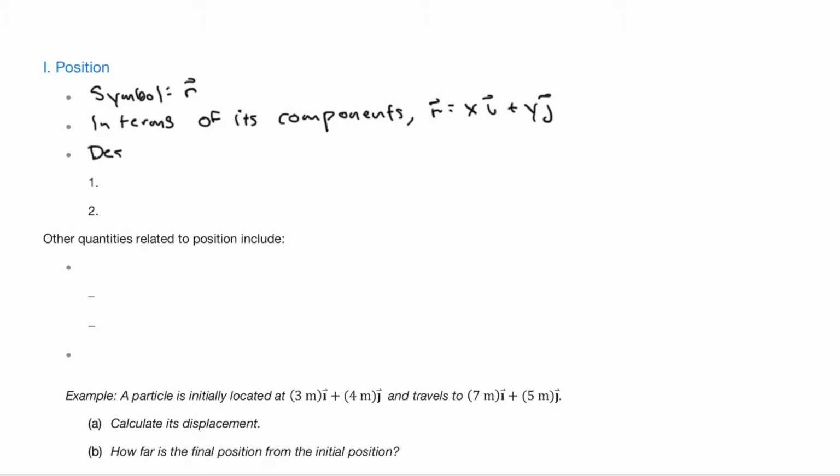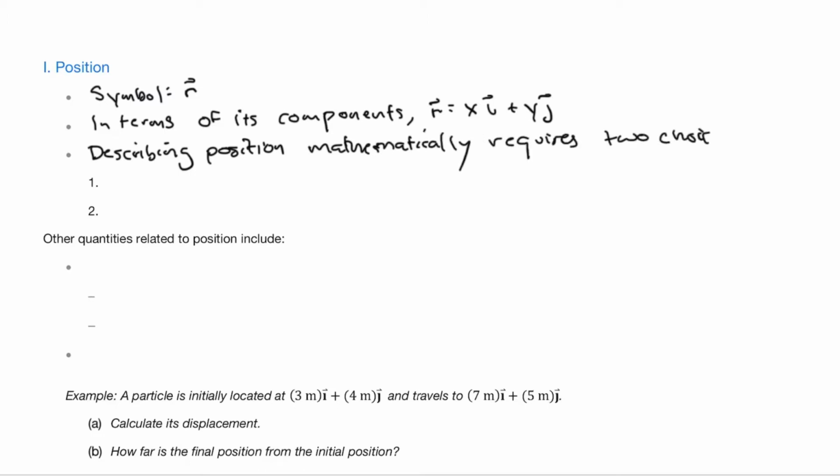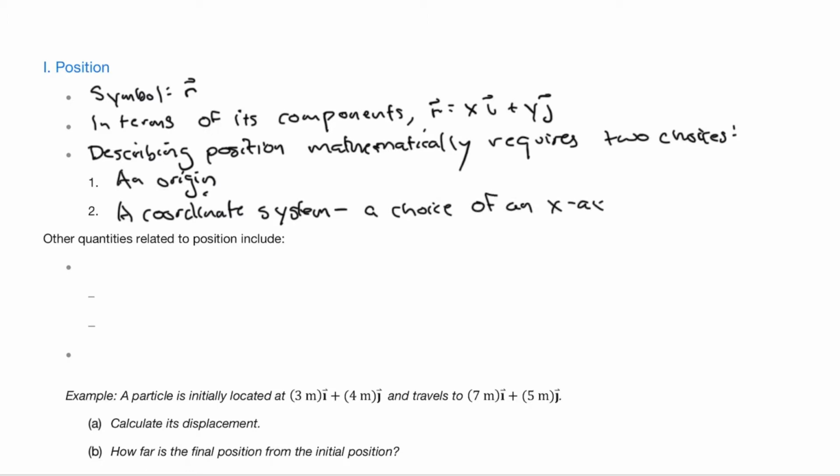Now, before in one dimension, to describe position, we had to make two choices. Similarly, now we still have to make two choices. The first choice is an origin, and that's still the zero position, that's no different. But instead of one positive direction, now we need to choose what's called a coordinate system. And this is simply a choice of an x-axis and a y-axis with the corresponding positive directions for each of them.